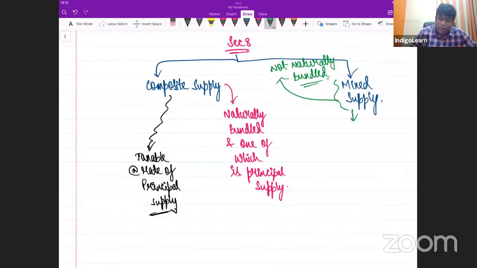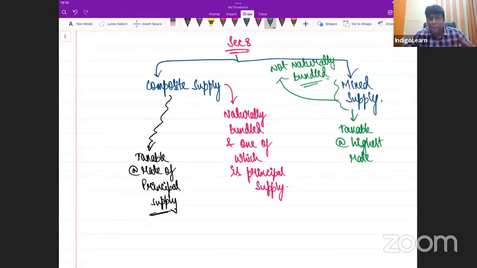In that case, the law says mixed supply is taxable at the highest rate. So basically, out of that cashew, almond, pista and all, we see which rate is the highest, and that rate of tax we apply for the entire box, the entire dry fruit box. We apply whichever rate is highest. Getting clarity?